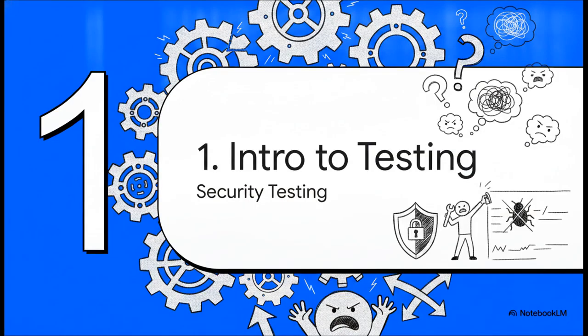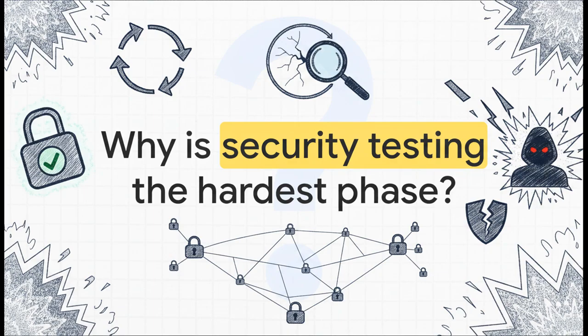All right, let's jump straight into Section 1, Introduction to Security Testing. Now, if you've been finding this chapter tough, honestly, you are in good company. Security testing is widely considered by industry professionals to be the absolute hardest phase of software engineering. But why is that? Well, think about standard functional testing. In normal testing, you just have to prove that a program does exactly what it was designed to do. But with security testing, you are essentially trying to prove a negative. You have to confidently declare, this program shall not be hacked, and that is incredibly hard.